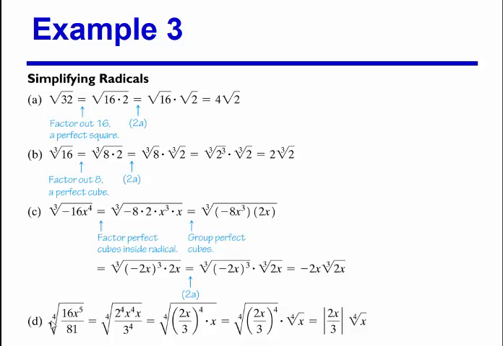And then for d, we have the fourth root of 16x to the fifth over 81. So we're going to see if we can simplify these into the fourth power. And so we have 2 to the fourth, x to the fourth, and x. So remember, these two together actually gave us the x to the fifth. So we can cancel out the 4's, if you will. And so we end up with the absolute value of 2x over 3 times the fourth root of x.